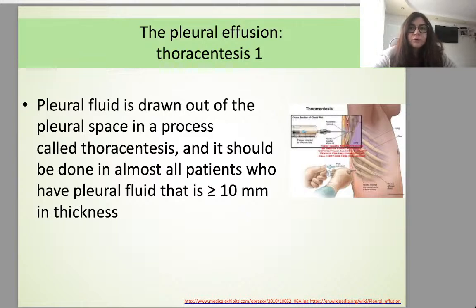Thoracentesis. Pleural fluid is drawn out of the pleural space in a process called thoracentesis. How it looks you see on the picture. And it should be done in almost all patients who have pleural fluid that is more than 10 millimeters, more than 1 centimeter of thickness.